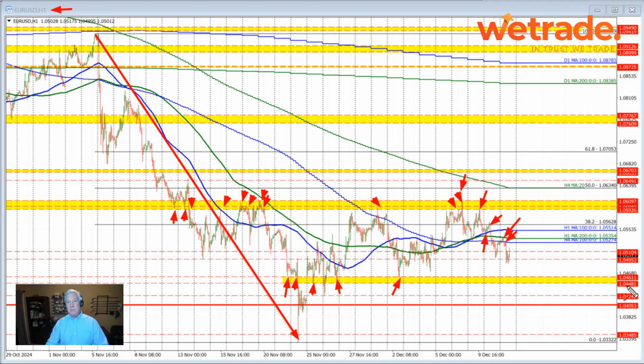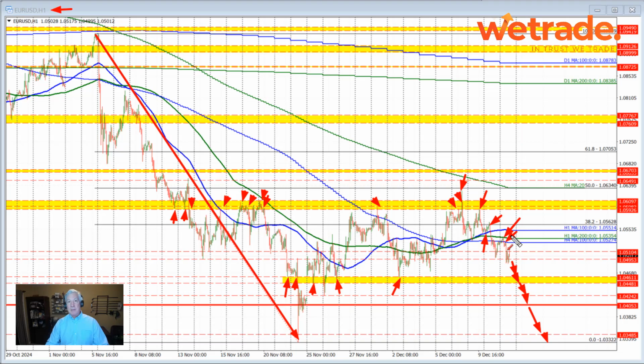That area comes between 1.0448 and 1.0461. If we get to and through that level, it opens the door toward the 1.0424 level. And then other lower levels, including the November low price, which came in at 1.0332 on the downside.